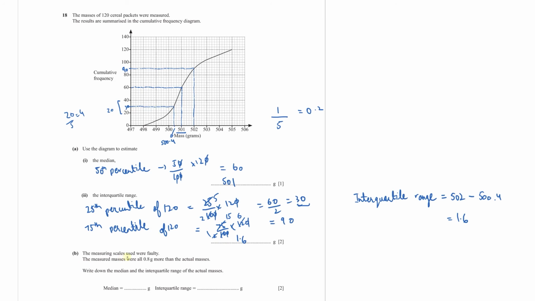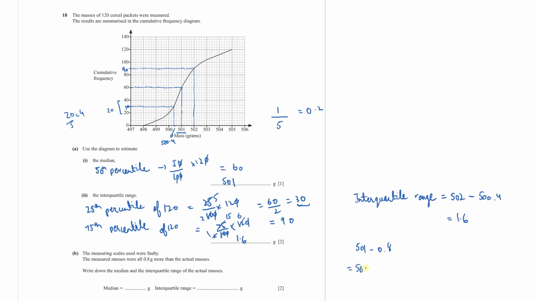Part B is the measuring scales used were faulty. The measured masses were all 0.8 gram more than the actual masses. Write down the median and the interquartile range of actual masses. So every measurement is 0.8 grams higher than the actual value because the scale that was used was faulty. So if the median is 501 grams, that means the actual value is 501 minus 0.8, because this is 0.8 higher compared to the actual value.